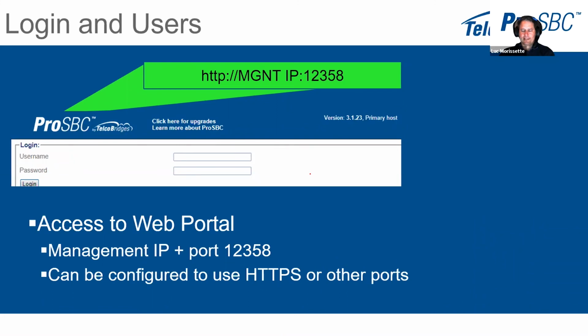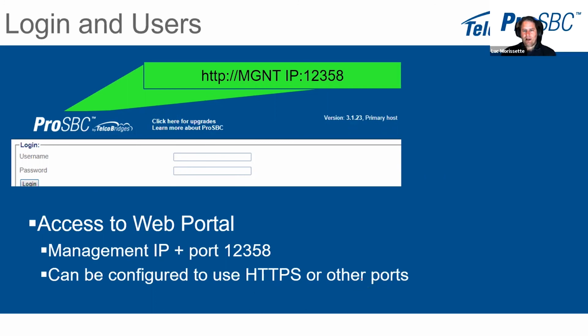In the installation portion, which I will show only on the last day of the training, you first need to install the software on the system, and then at some point in the installation, you will need to access the web interface to configure it. All right. To access the web interface, you need to use the management IP, and the default port is 12358. So that's how you access the system by default. This can be changed later. You can change it to HTTPS or use other ports once you have initially configured the system.